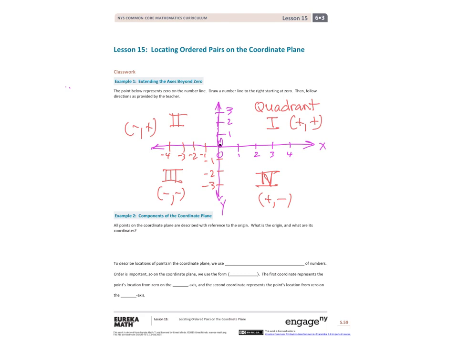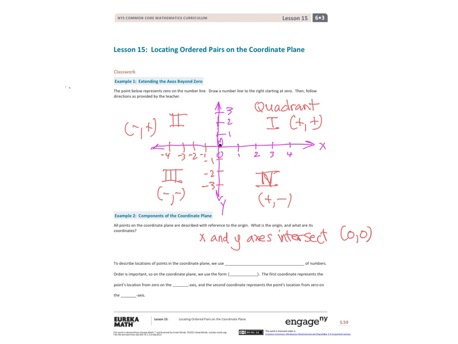So then example 2 says, all points on the coordinate plane are described with reference to the origin. That's 0, 0. What is the origin and what are its coordinates? Well, I think we just talked about that. It's where the x and y axes intersect, right? And at that point, it's 0, 0.